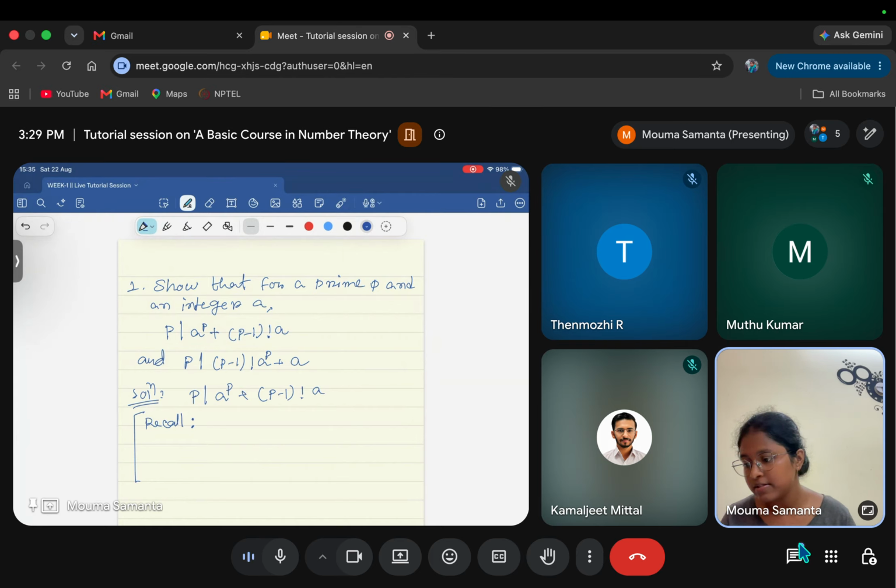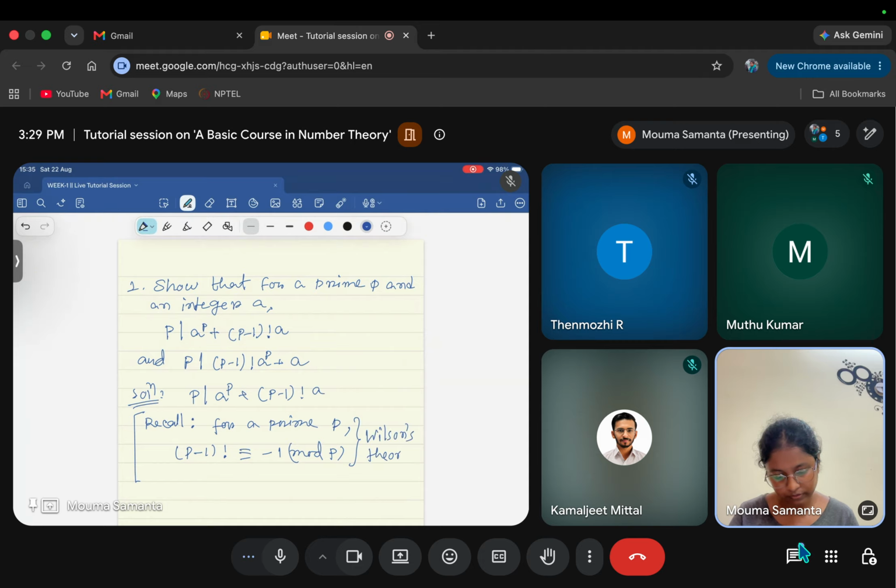So I would also like to recall Wilson's theorem and Fermat's little theorem. What is Wilson's theorem saying? Wilson's theorem says that for a prime p, p minus 1 factorial is congruent to minus 1 mod p, and this is Wilson's theorem. And what is Fermat's little theorem?